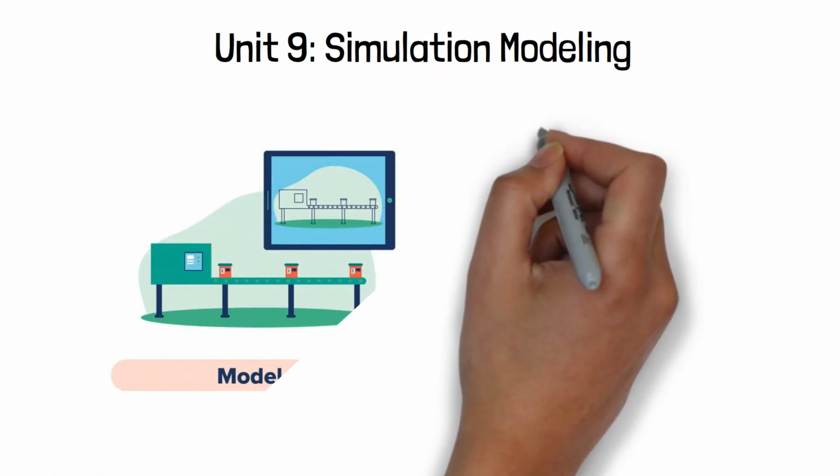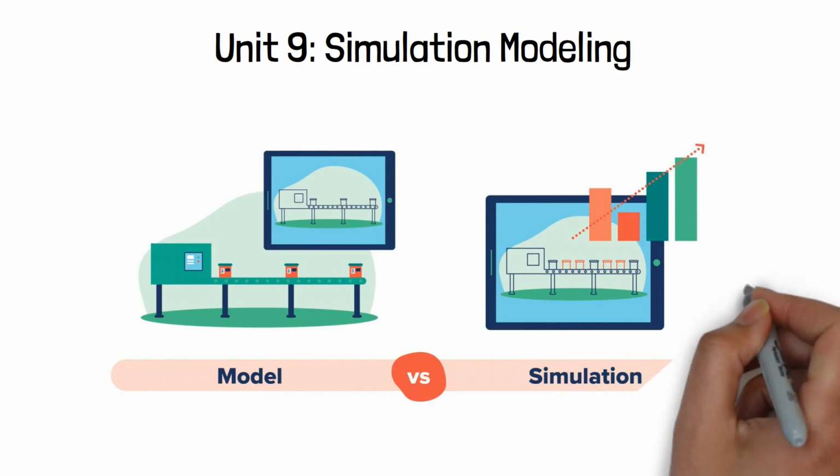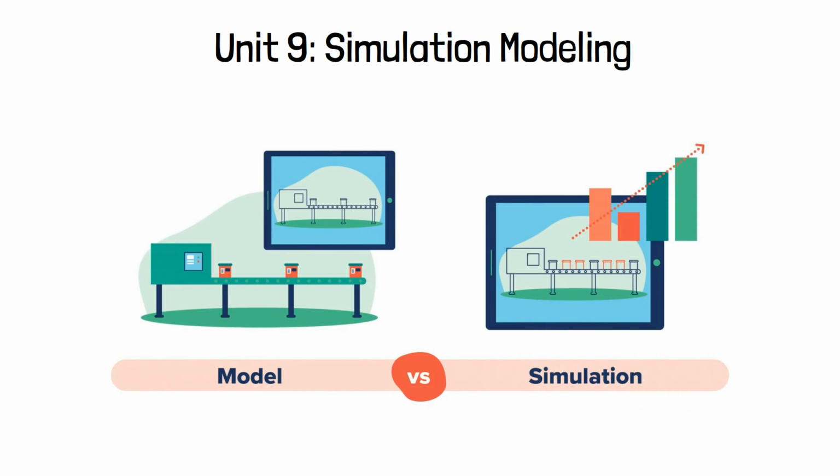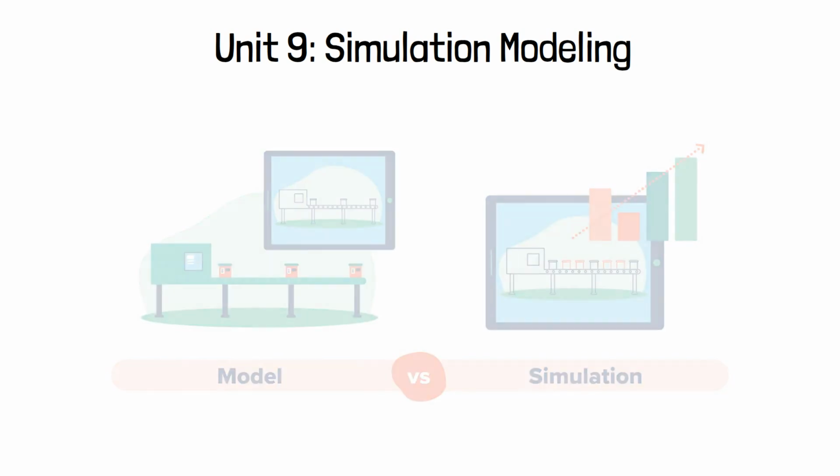Unit 9. Simulation modeling. Simulation modeling is a powerful technique used to replicate the features, appearances, and characteristics of real systems. It allows analysts to understand complex systems and predict the impact of different decisions.